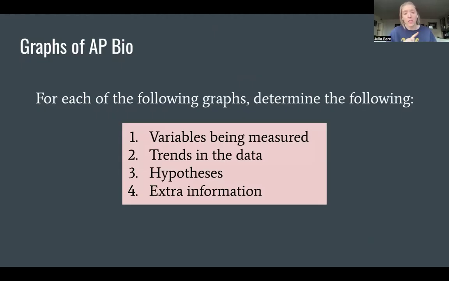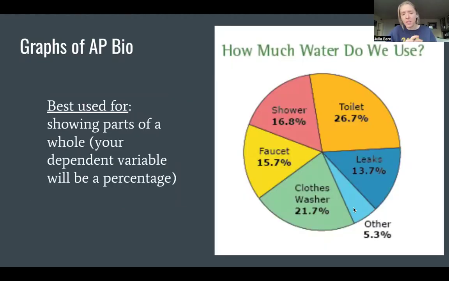I want you, for this pie chart, to consider what are the variables being measured, what are the trends in the data, what was the hypothesis that the scientist or the researcher or the observer could have had before they started the experiment or the observation, and then is there any extra information that you can provide to help you understand this graph? That's the information that you should be putting into your document if you're working on the document that was assigned with this lesson.